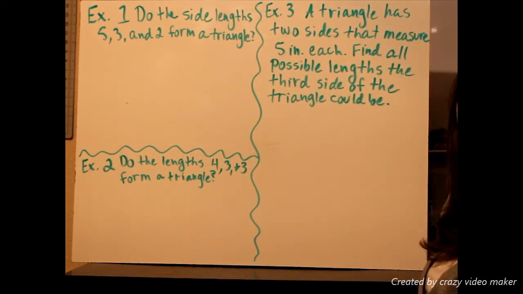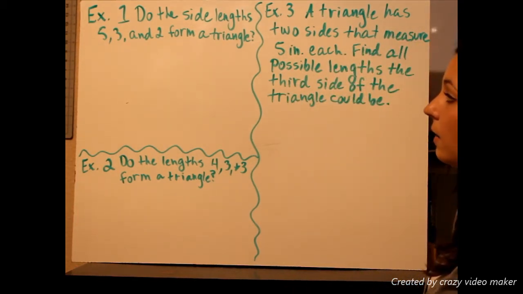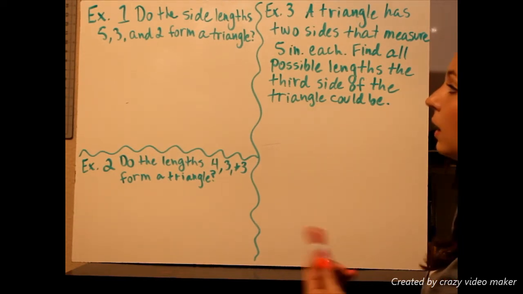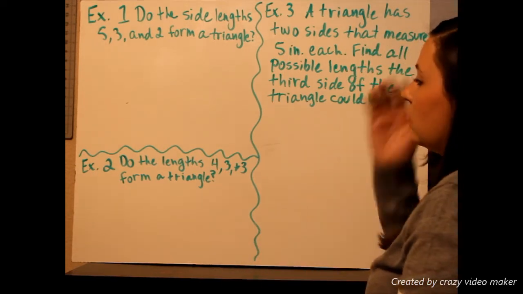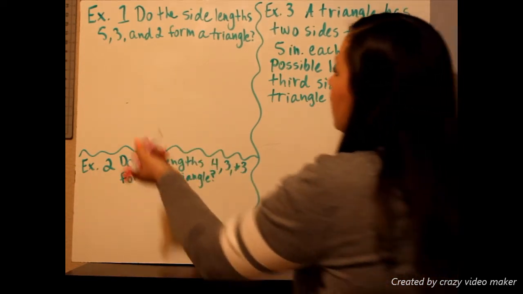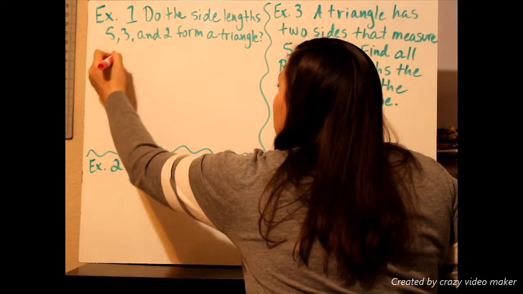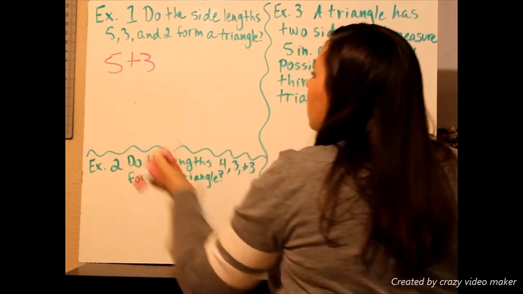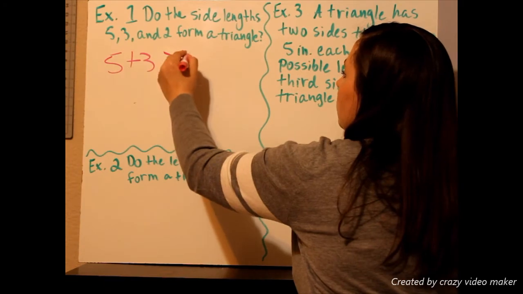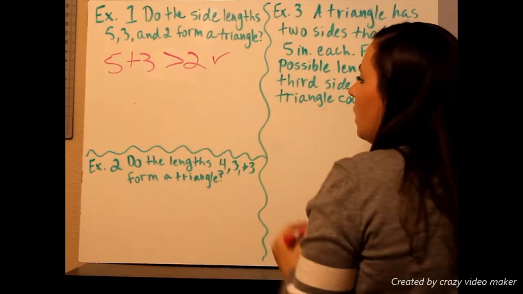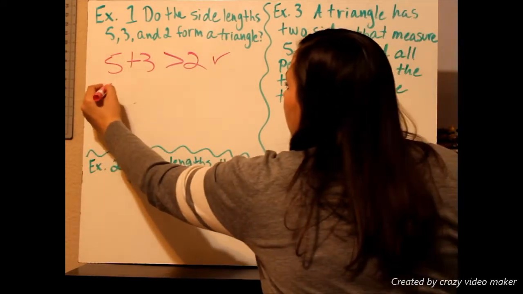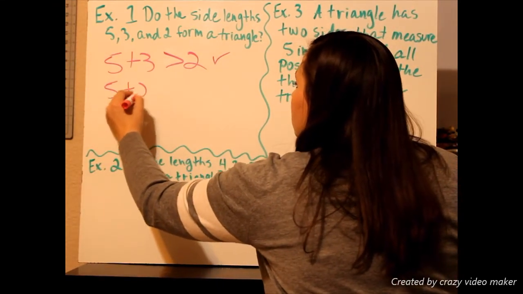So example 1, do the side lengths 5, 3, and 2 form a triangle? Well, we have to check them out. Let's take 5 and 3. 5 plus 3, and is that greater than 2? 5 plus 3 is 8. 8 is greater than 2. So yes.